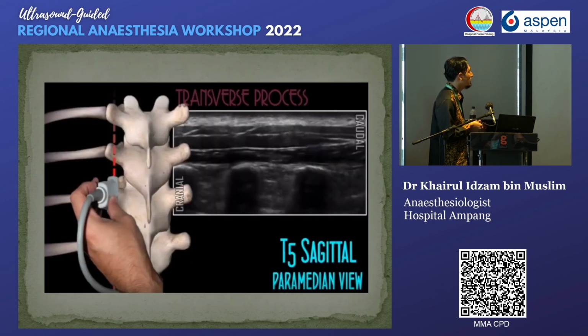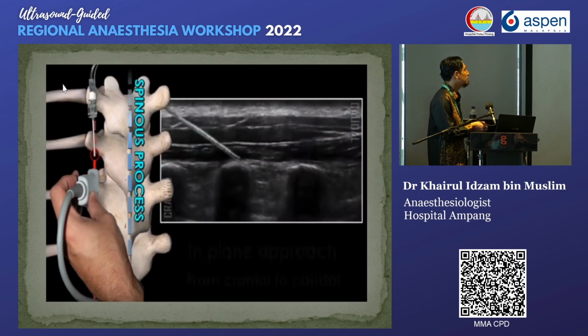This is the transverse process parasagittal view. Here we can again identify the three muscles and also the transverse process. Here we insert our needle in a cranial to caudal direction and target above the transverse process.